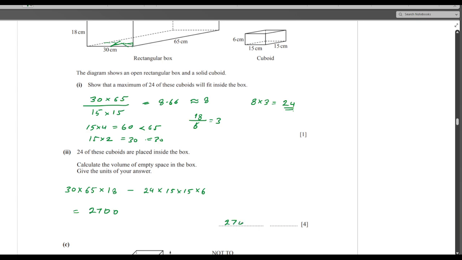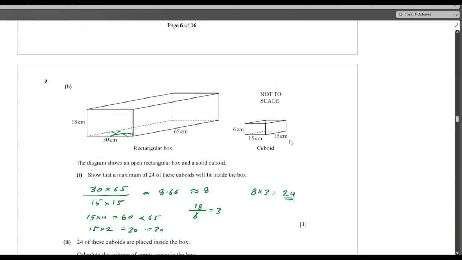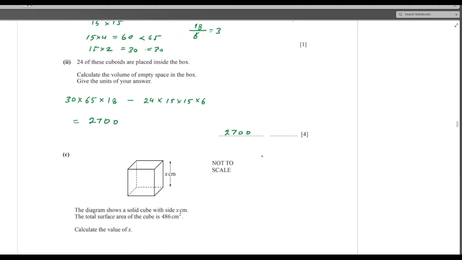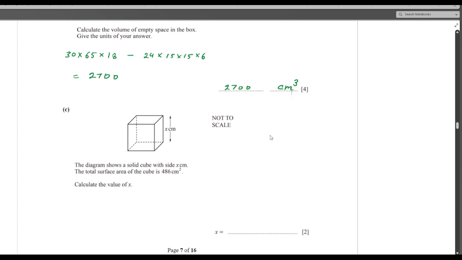Okay, so 2700 is your volume, and if you see, all the dimensions are in centimeter, so your unit here is centimeter cube. The diagram shows a solid cube with side x.